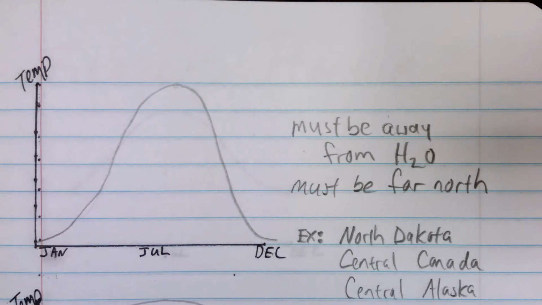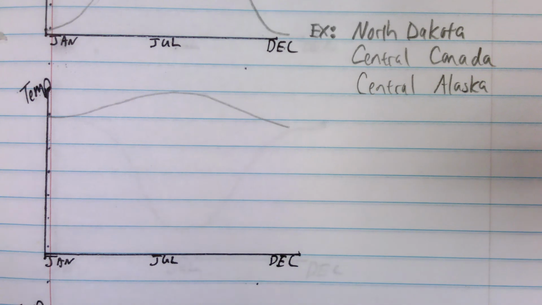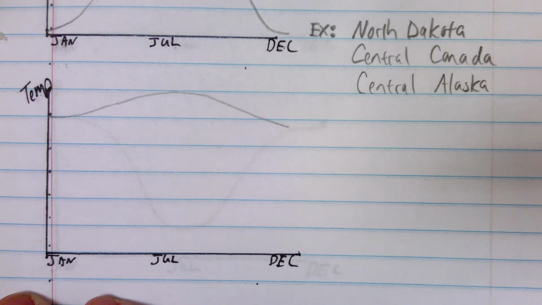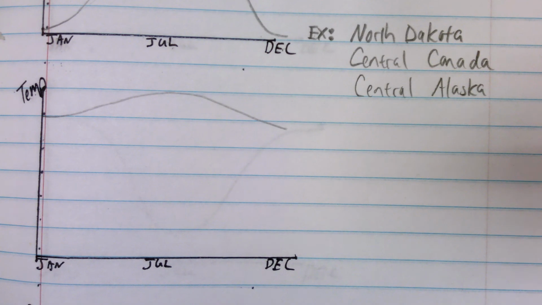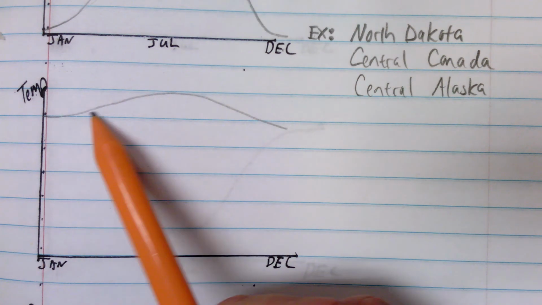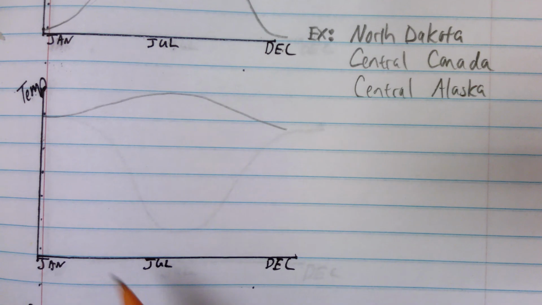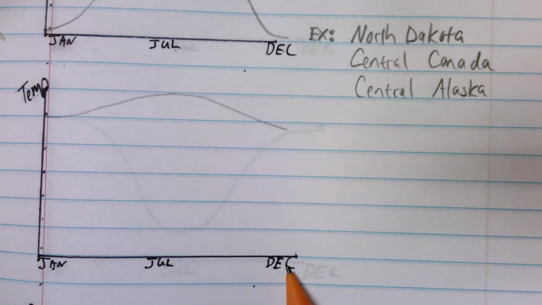Okay, so that's our first shape temperature graph. Now let's take a look at this one. What can we tell from this graph here? Okay, well, it kind of does the opposite. It really doesn't change much from January to July to December.